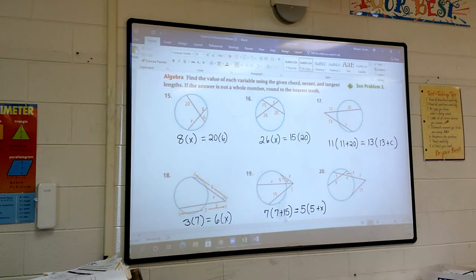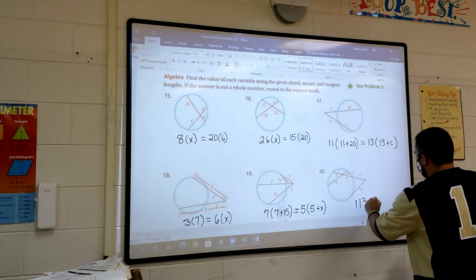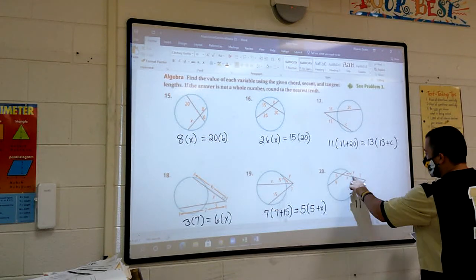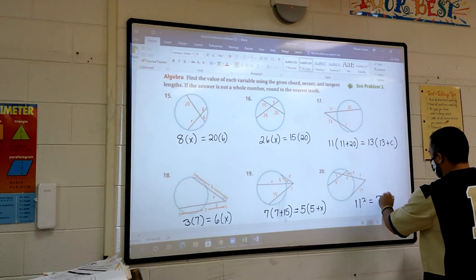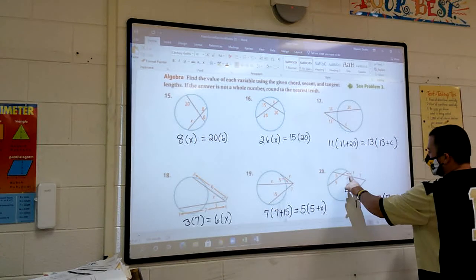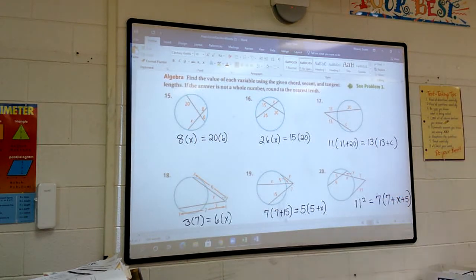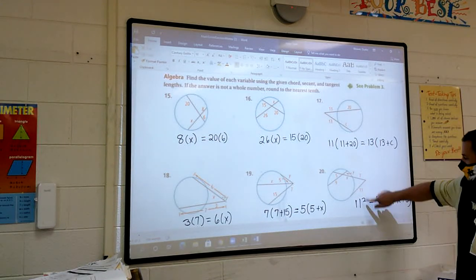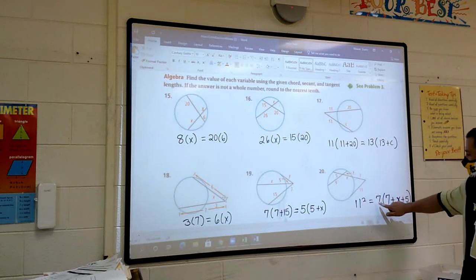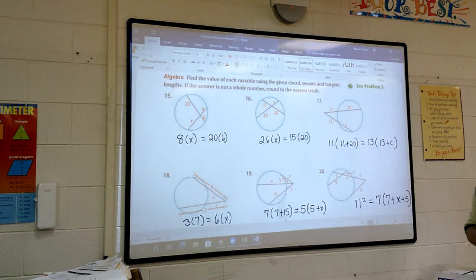Okay, and lastly, we go to 20. It's the one with that one side. So 11 squared, that one side, equals the part on the outside, 7 times both parts. 7 plus what? This whole line, x plus 5. Looks kind of weird. And that's how it works. Okay? So remember, when you have one on the outside, you do the outside squared equals this part, 7, distributed into both parts, 7 and this whole line, which is x plus 5. So you'll be able to solve for x in those.